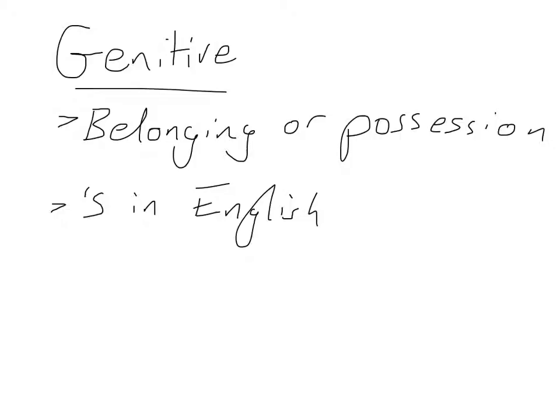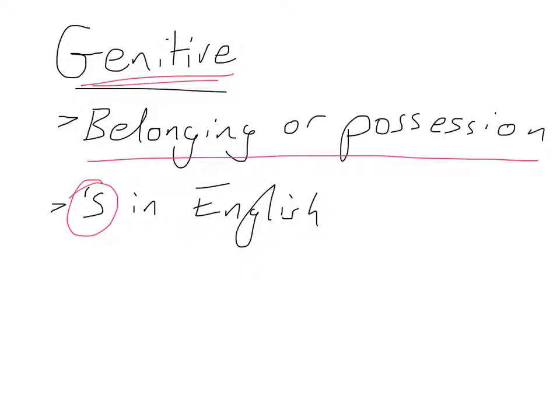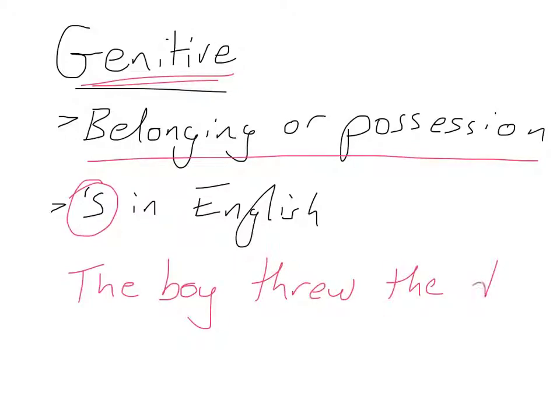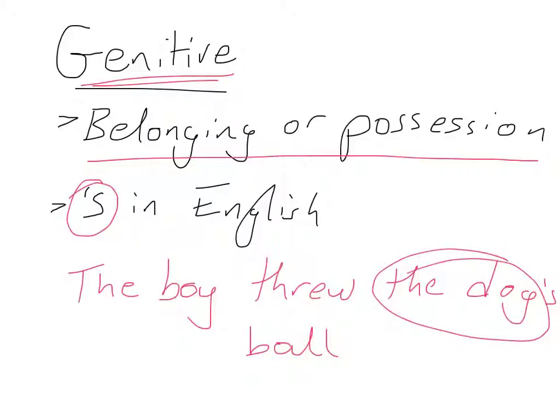So the next case after nominative is genitive. And genitive is used for belonging or possession. We think of that as kind of our apostrophe S in English. So to see an example in a sentence, we might have the boy threw the dog's apostrophe S ball. So in that instance, the dog is in the genitive.